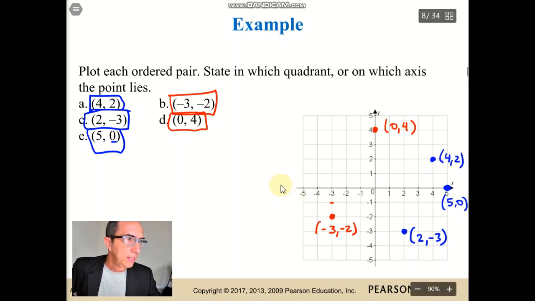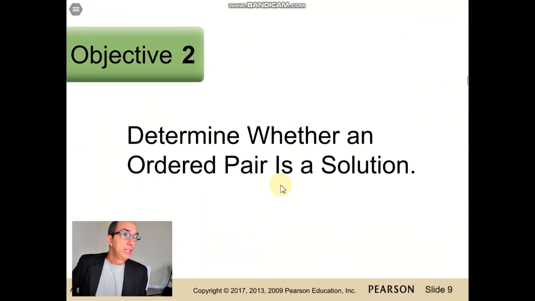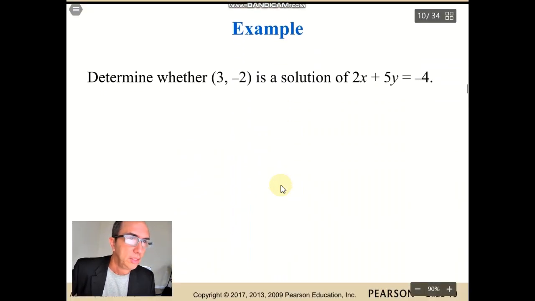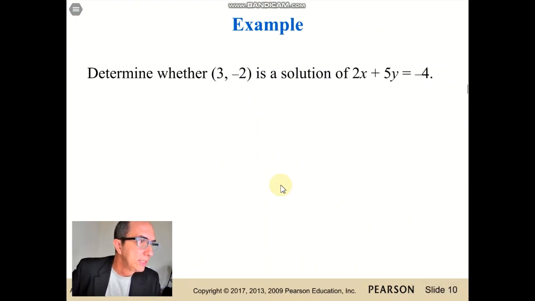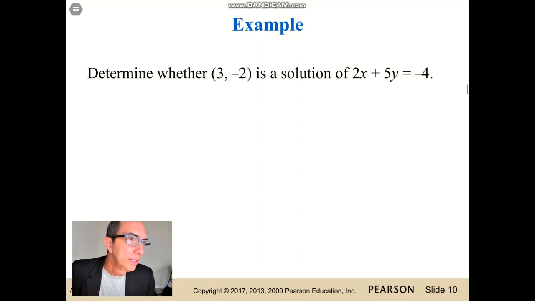Next, the second objective, to determine whether an order pair is a solution of an equation. And let's go straight to this example. Determine whether 3 and -2 is a solution of 2x plus 5y equals -4. So this is the order pair, 3 and -2. That means x equals 3 and y equals -2.